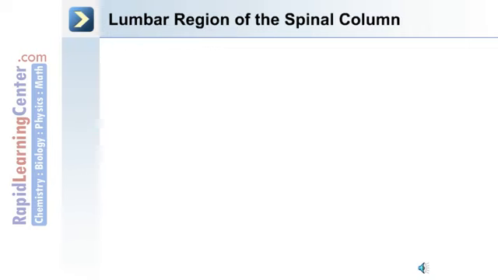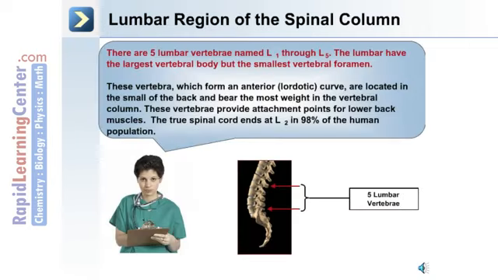The next segment is the lumbar region of the spinal column. There are 5 lumbar vertebrae named L1 through L5. These vertebrae have the largest vertebral body but the smallest vertebral foramen. Lumbar vertebrae form an anterior or lordotic curve and are located in the small of the back and bear the most weight in the vertebral column. These vertebrae provide attachment points for lower back muscles.